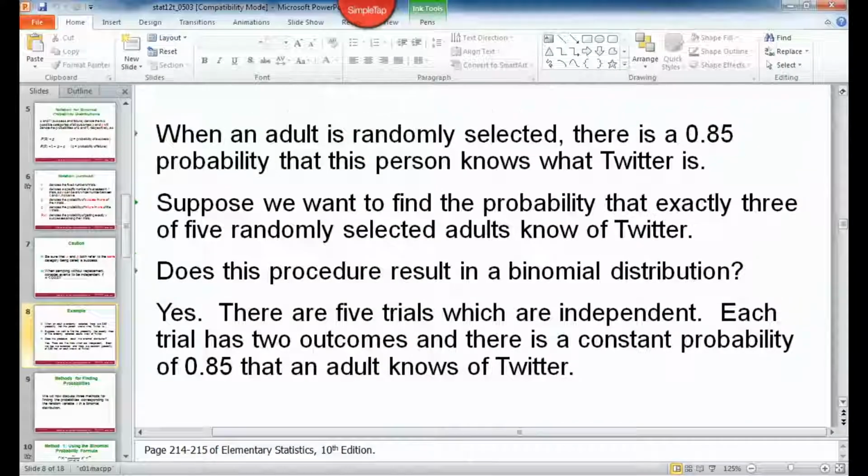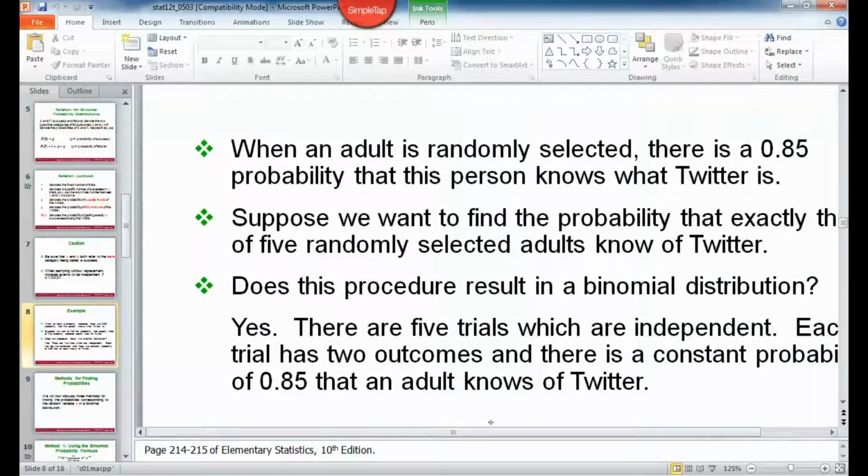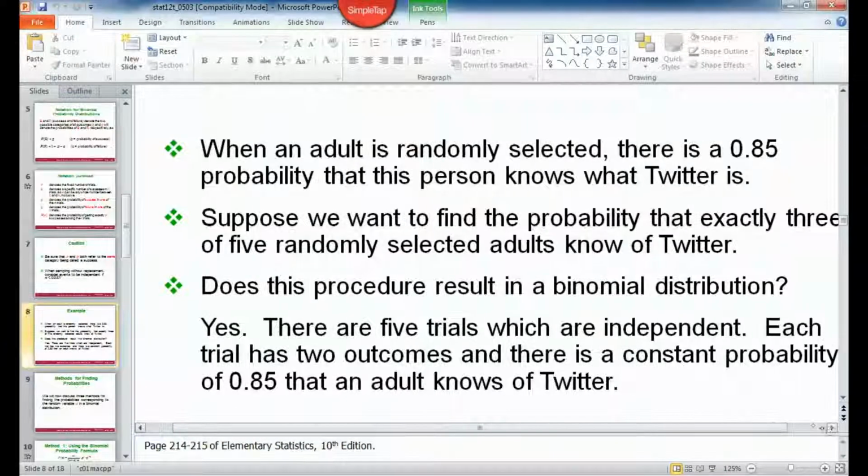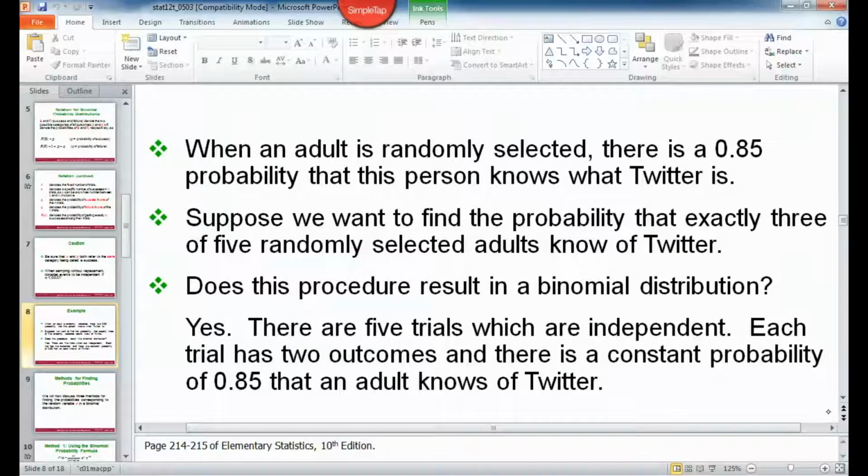All right, let's read through this example. When an adult is randomly selected, there is a 0.85 probability that this person knows what Twitter is. Suppose we want to find the probability that exactly 3 of 5 randomly selected adults know of Twitter. Does this procedure result in a binomial distribution?